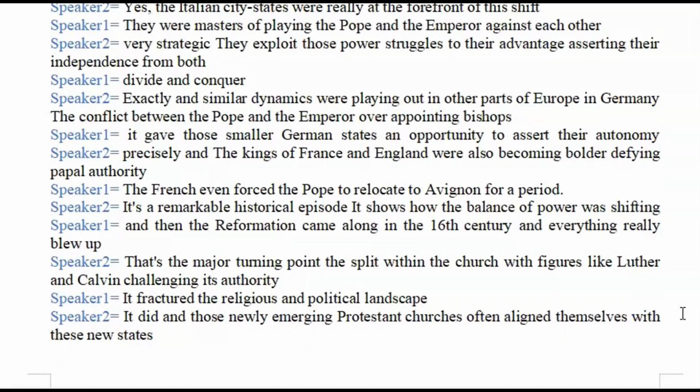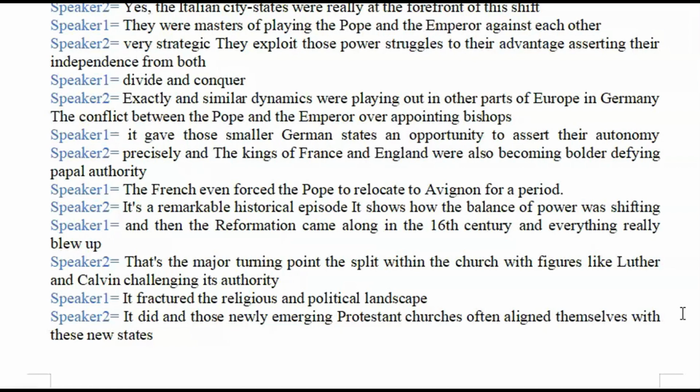In Germany, the conflict between the Pope and the Emperor over appointing bishops gave those smaller German states an opportunity to assert their autonomy. Precisely. And the kings of France and England were also becoming bolder, defying papal authority. The French even forced the Pope to relocate to Avignon for a period. It's a remarkable historical episode. It shows how the balance of power was shifting.